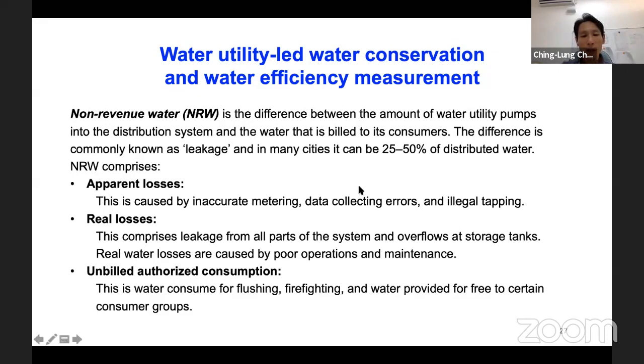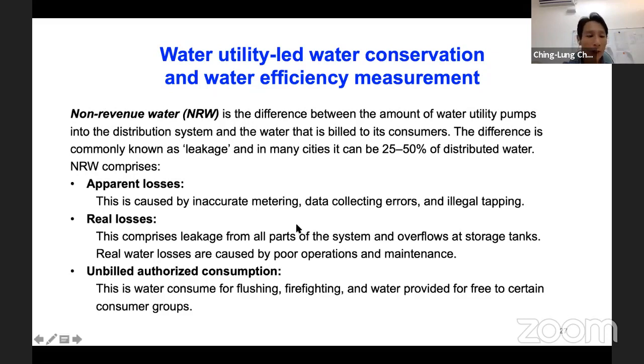So how do they determine the loss? The first one is called apparent loss. Apparent loss is caused by inaccurate metering, data handling error, or illegal tapping. Illegal tapping means some people might change the meter. Actually this is illegal, but some people do it in this way.